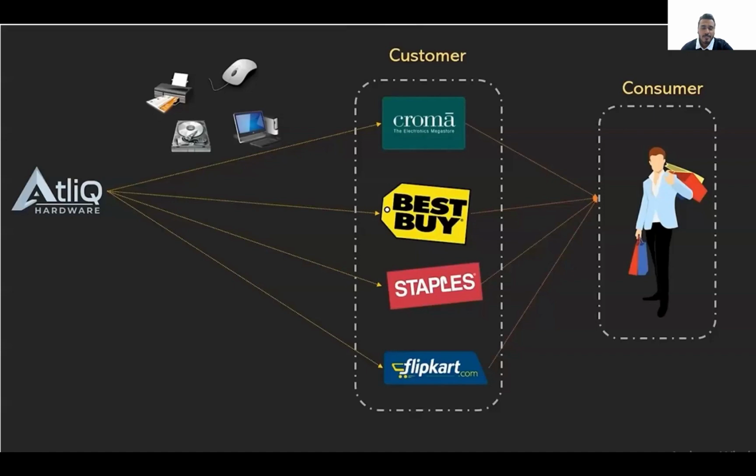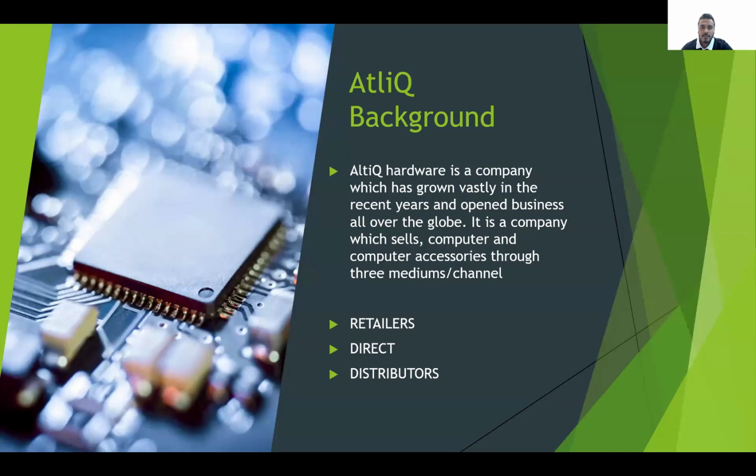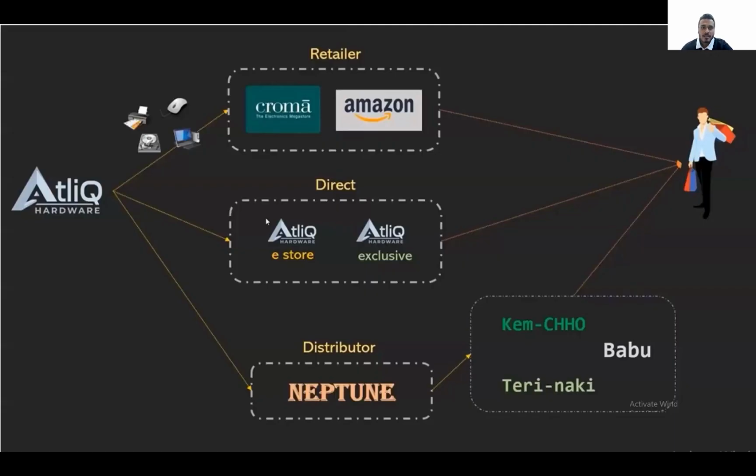Starting with the background, Atlic Hardware is a manufacturing company that sells keyboards and accessories to customers like Croma, Best Buy, and Staples, and on to the end consumer. They sell these hardware products through three channels: retailers, direct, or distributors. The retailers are like Amazon and Flipkart, and the direct channel has their own e-stores and exclusive stores. They also have distributors in countries like China, where they sell their products.